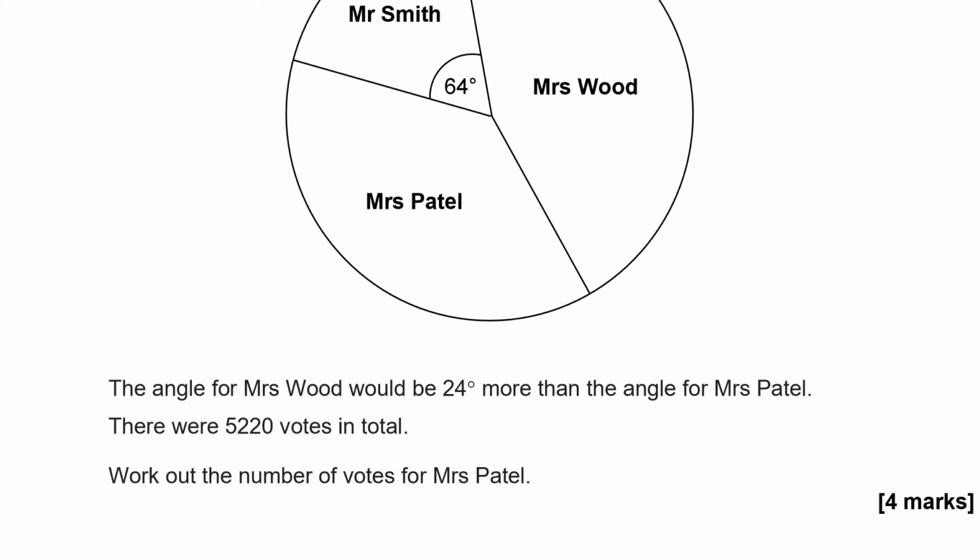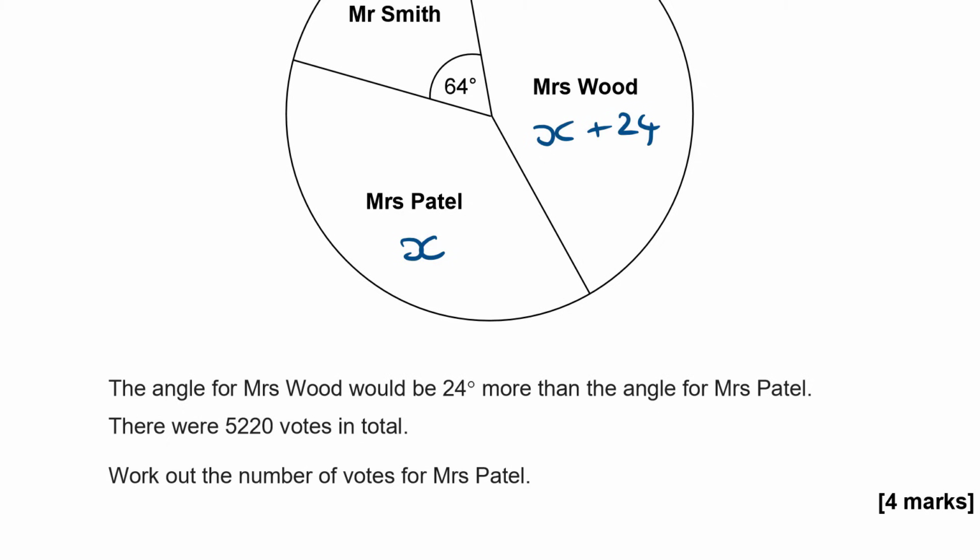Now it says the angle for Mrs. Wood would be 24 more than the angle for Mrs. Patel. There are 5,220 votes in total. Work out the number of votes for Mrs. Patel. Okay, so we don't know what Mrs. Wood got, but we know that it's 24 more than Mrs. Patel, but we don't know what Mrs. Patel had. So let's say that Mrs. Patel has x. Then Mrs. Wood is going to have 24 more than that, so she's going to get x plus 24.